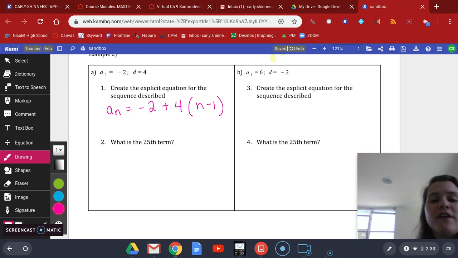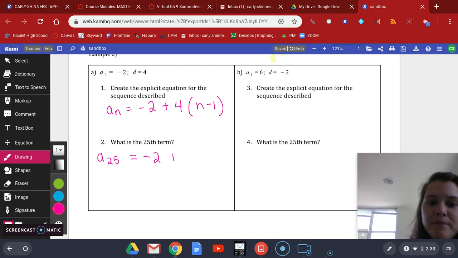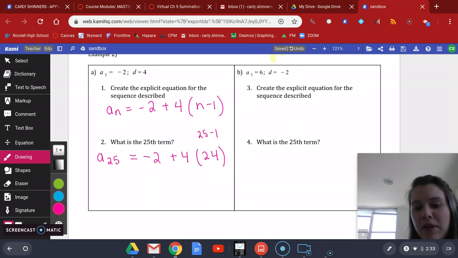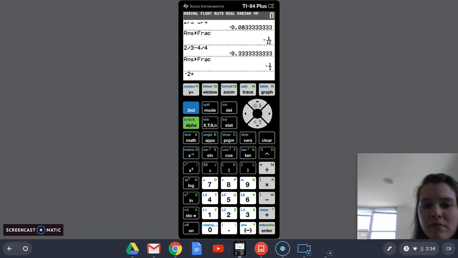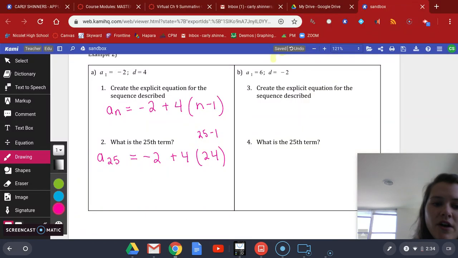So what is the 25th term? Pay close attention to my notation here, folks. A sub 25 means the 25th term. So I'm going to start with negative 2, which is first in line. To go from first in line to 25th in line, how many spaces do I have to go? 24, right? So I'm doing 25 minus 1, which gives me 24. Let's plop this into a calculator. And I get 94. So that means the 25th term in my sequence is 94.